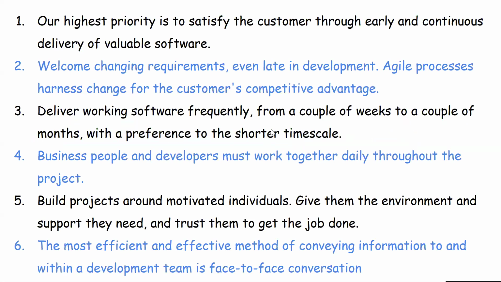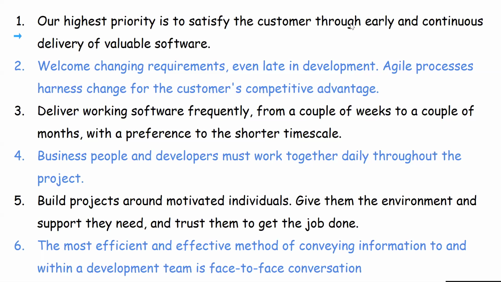Which are all those principles? Total is around 12 principles. You can get it on Google also. Please type Agile principles into Google, and you can get these 12 rules. What are the first two? Anybody, please? What is the first rule, please?